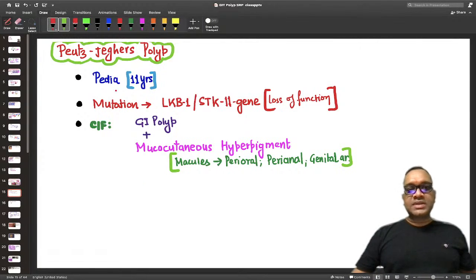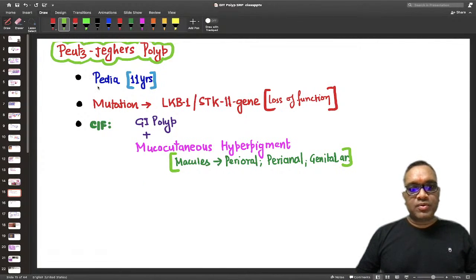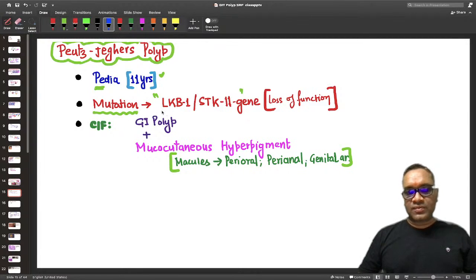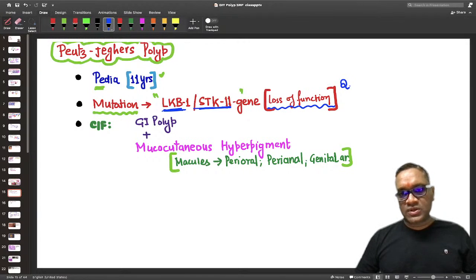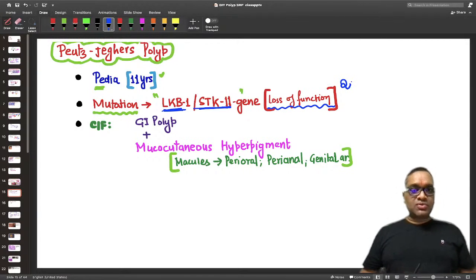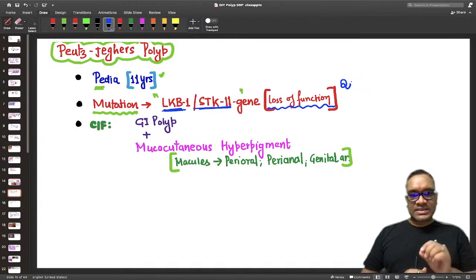Right. So now you can see in Peutz-Jeghers syndrome, mostly it is a pediatric tumor, a pediatric hamartomatous polyp. The 11 year age group will be commonly affected. Mutation will be seen in the LKB1 STK11. So that was the question. It will be LKB1 STK11 gene mutation, and that will be loss of function. So that was the main point. Loss of function mutation in the LKB1 STK11 gene will be present in Peutz-Jeghers polyp, right?